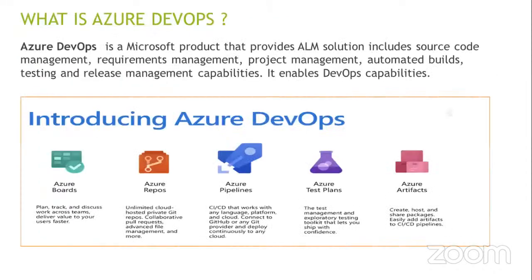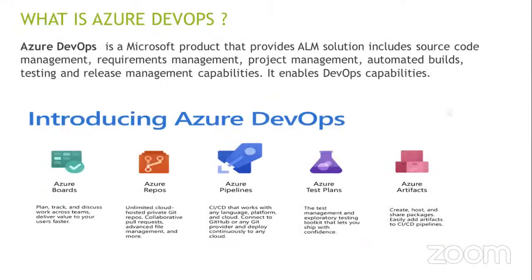We'll talk about Azure DevOps. As I told you, it's a DevOps orchestration tool. It's a Microsoft product. It provides an ALM solution. ALM is application lifecycle management, which includes source code management, requirement management, project management, automated build, automated testing, and automated release. All these capabilities are provided by Azure DevOps. In short, it's a combination of all tools together.